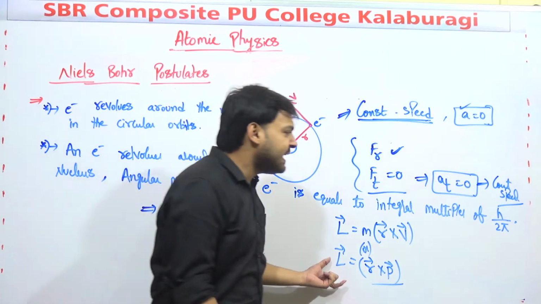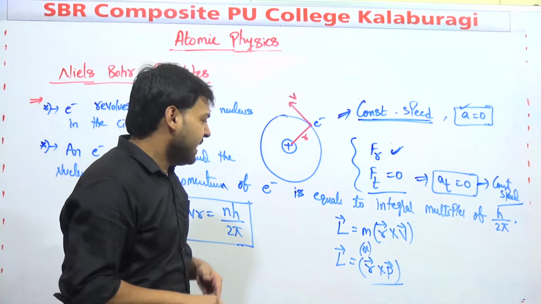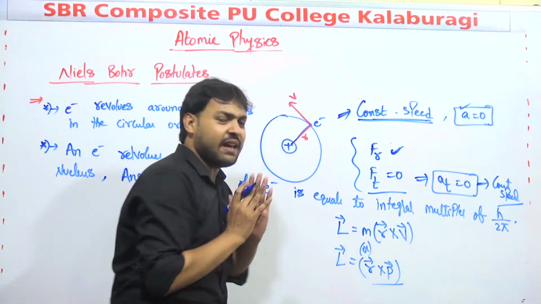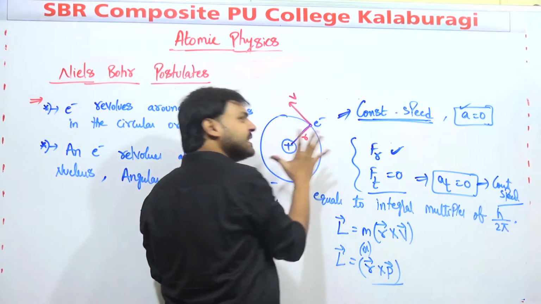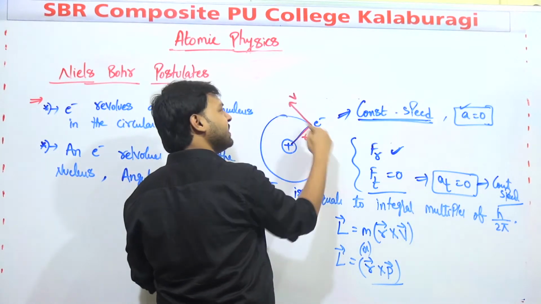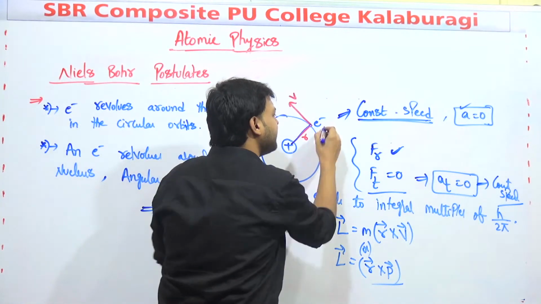What do you mean by angular momentum? It depends on the distance. Try to understand, very important. It depends on the distance between the nucleus and the electron, it depends on the speed, and it depends on the mass of the charged particle.